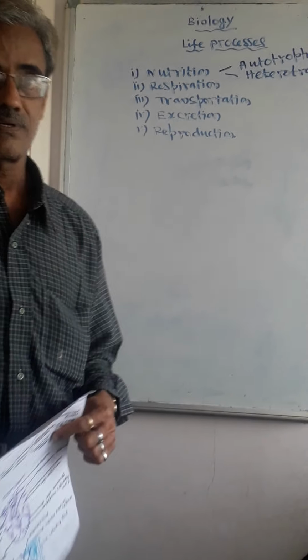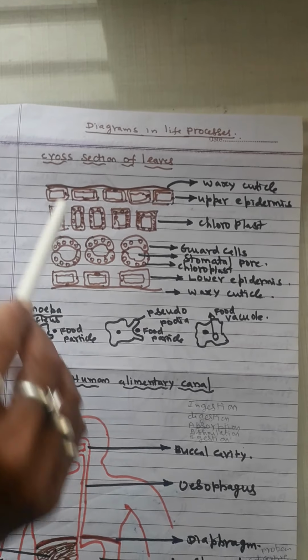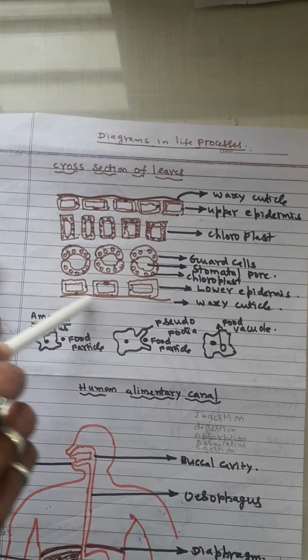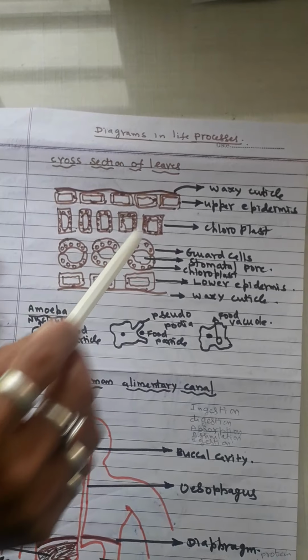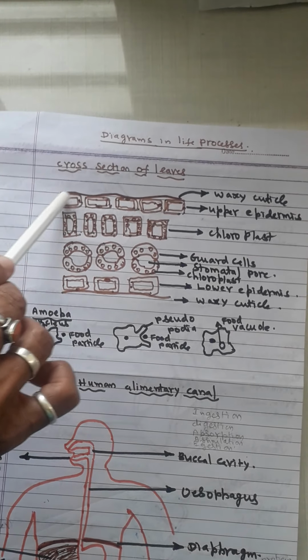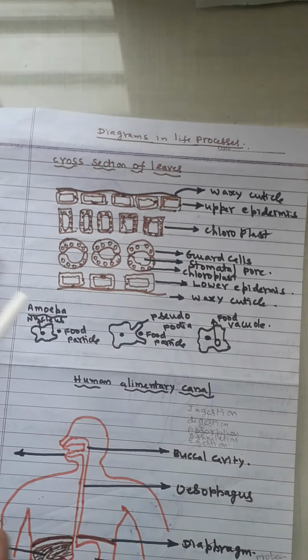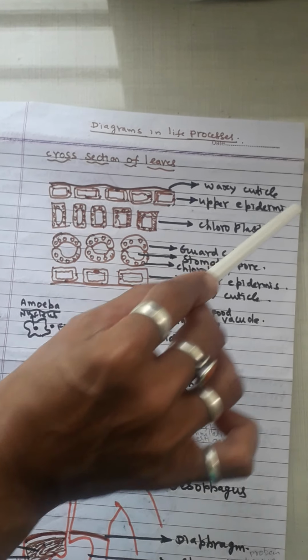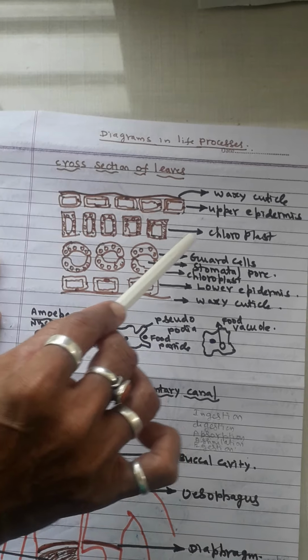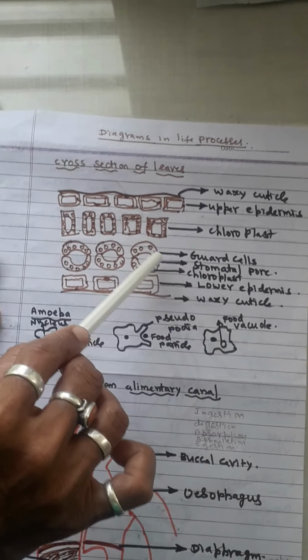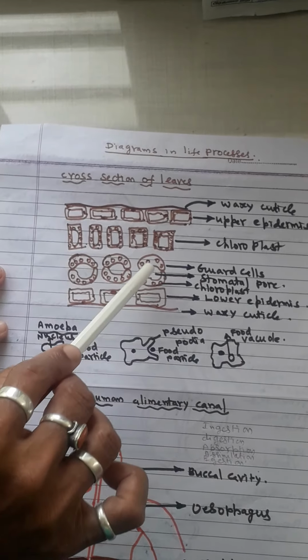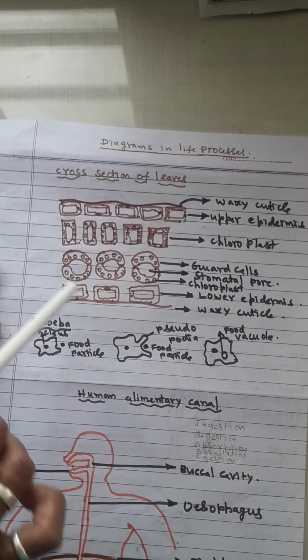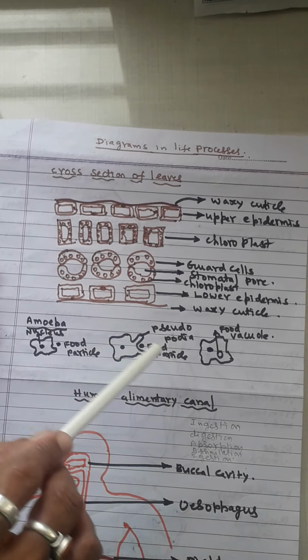Now I have shown here a cross section of the leaf. What I have drawn at the top is the waxy cuticle. Below that waxy cuticle you can see the upper epidermis. Below that are chloroplasts. Then these are guard cells. Below the guard cells is the lower epidermis. Then again the waxy cuticle will be there.